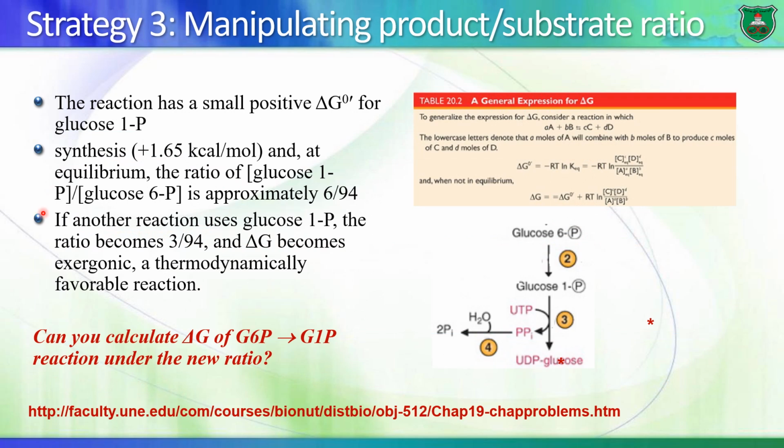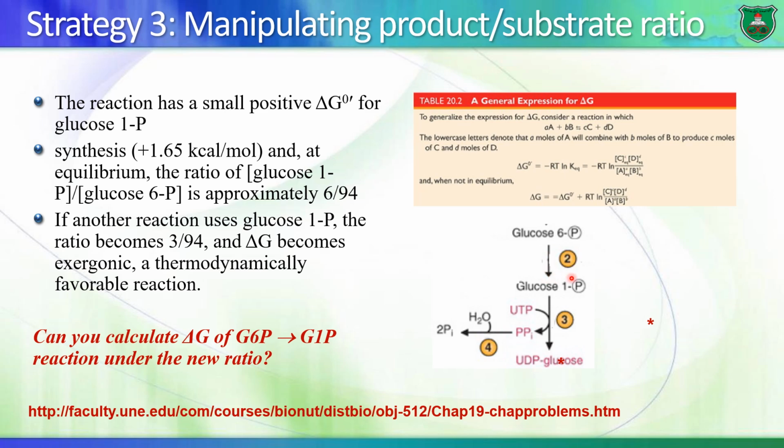Strategy number 3, manipulating product substrate ratio. We talked about this before, and we said that in this reaction right here, we can drive the reaction by reducing the concentration of the products, that is reducing the concentration of the glucose 1-phosphate by linking it to an exergonic reaction. So this is an endergonic reaction.